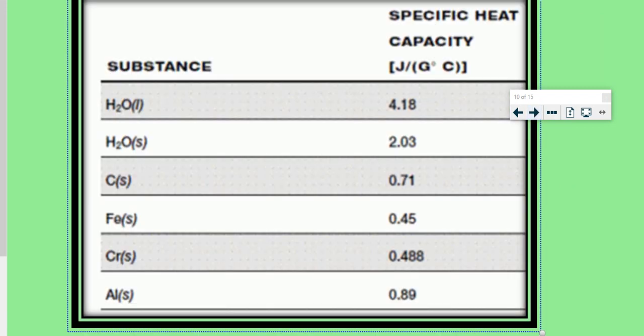Referring now to specific heat capacity. Liquid water has a specific heat capacity of 4.18. And what that means is you need 4.18 joules for every gram for every degree Celsius of water. Different substances have different heat capacities. Solid water, 2.03, carbon, iron, chromium, aluminum, and so on. These are values that will always be given to you on quizzes, tests, or exams. You won't need to memorize these.